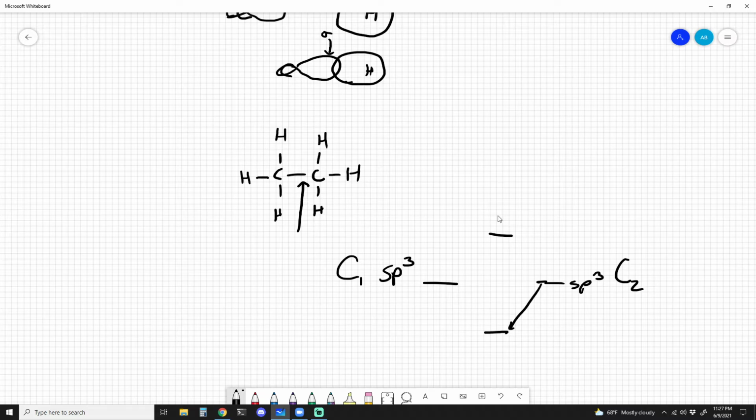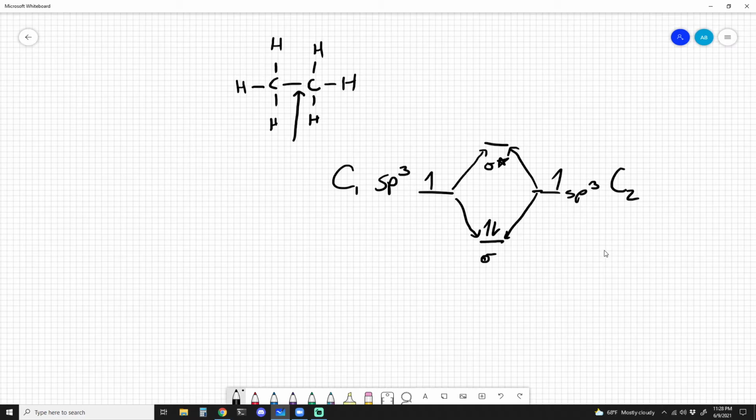So these two hybridized orbitals form your sigma bonding orbital and then your sigma anti-bonding orbital. We have one electron in each that combine to fill up the bonding orbital. Because we have two electrons in the bonding orbital, we have a successful bond.